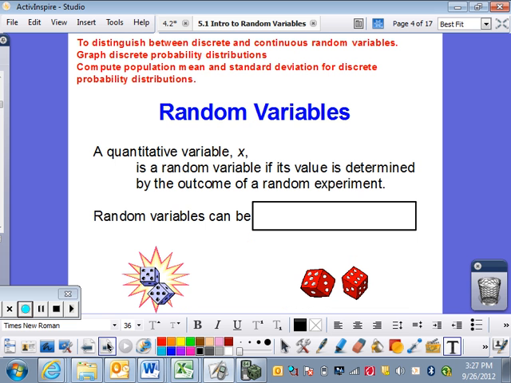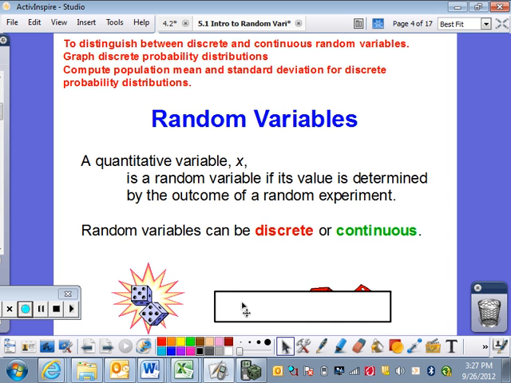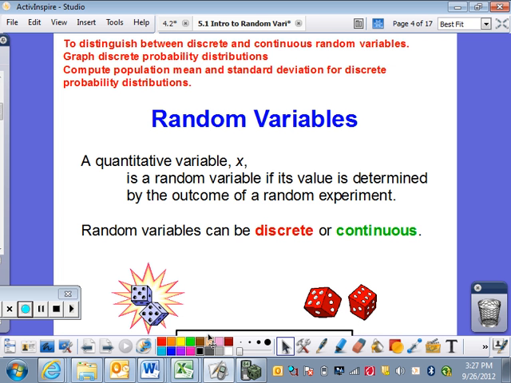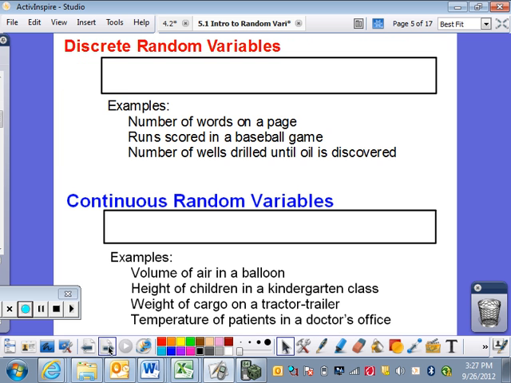Now what are those two differences? Okay, quantitative variable x. It's a random variable if its value is determined by an outcome of a random experiment. These are the two different ideas. They can be discrete or continuous, and that's what we need to try to determine. What are the differences between discrete and continuous? And it goes back to the counting and or measuring.